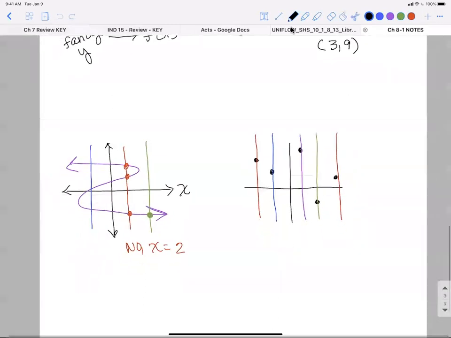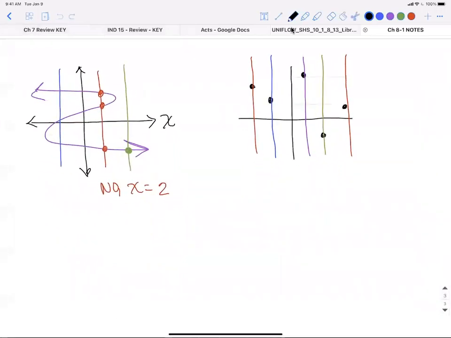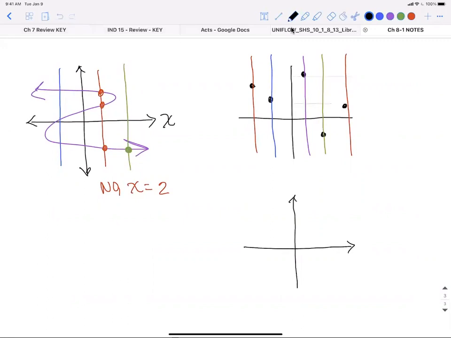Now, this is one I didn't actually talk about in first hour, and I had a lot of questions on it. I'm going to do two on one graph. The first one I'm going to do is a purple one. This is my graph right here. Does that pass the vertical line test? Constantly, right? No matter where I put my line, it's only going to touch at one place. So the purple would be a yes.